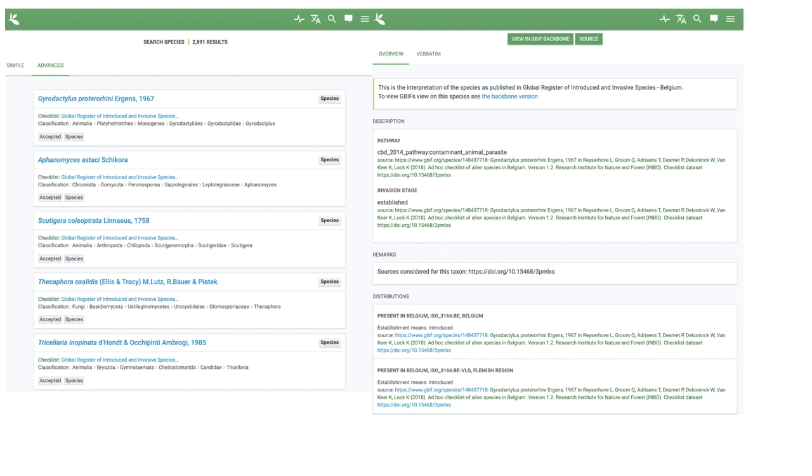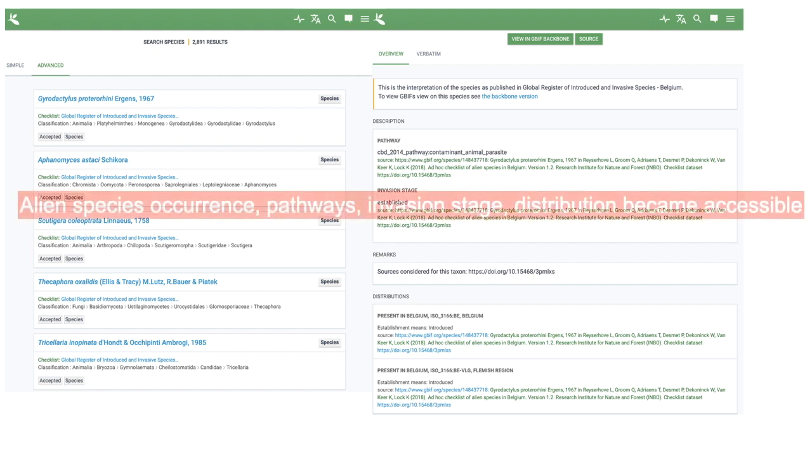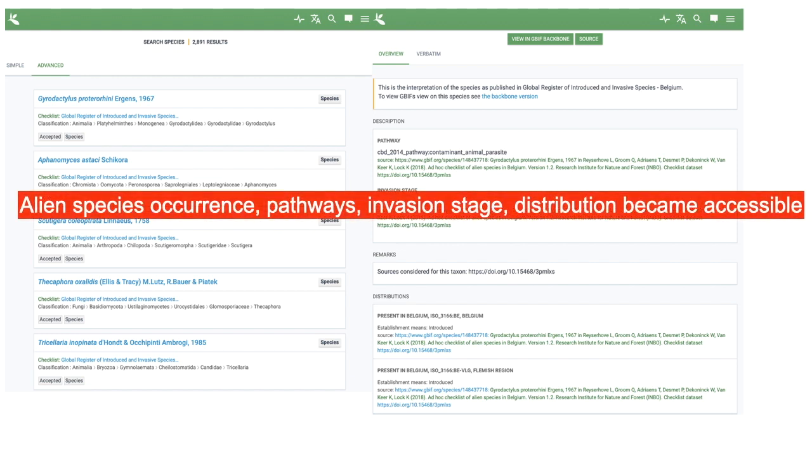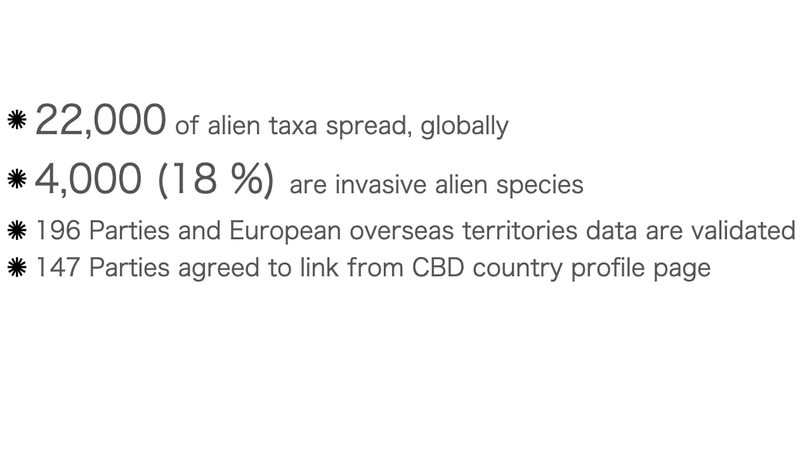introduced and invasive species. Although this text is small, species occurrence, introduction pathways, invasion stage, and distribution within a country became accessible and downloadable. And importantly, all information was validated by local experts with their evidence and peer-reviewed references. And these datasets are the most reliable and up-to-date information source on invasive species occurrences and their impacts.